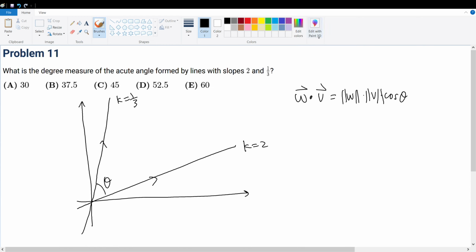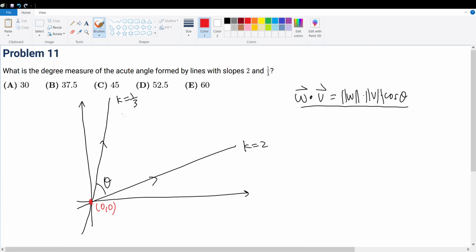So on the test, this is what I used. I used a dot product between two vectors because in the formula there's a cosine theta that I can take advantage of. But how do we find the vectors w and v? To find the vector, you must find a starting, initial, and ending point. The initial point can be shared at 0, 0, right? But what about the ending point?